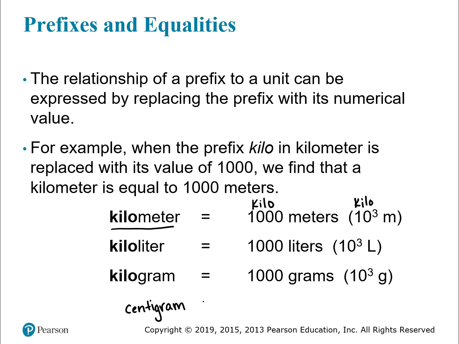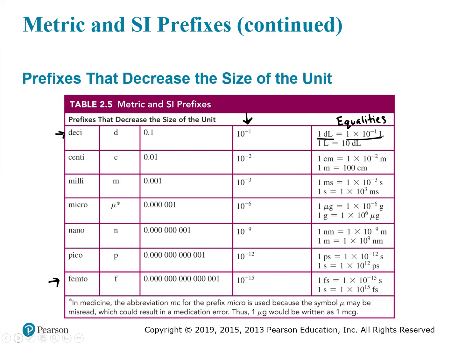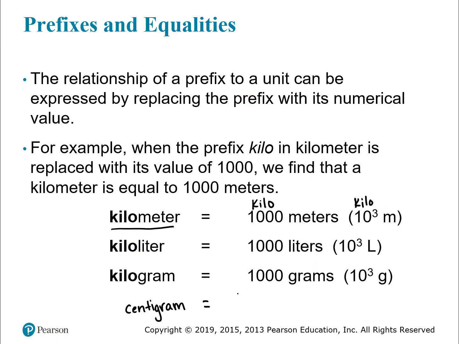What if we had a centigram? If you look at the table, I'll go back and show it to you. That's 0.01 or 10 to the minus 2. If we replace centi with 0.01 and then say gram, that is a centigram. In scientific notation, that's what it would look like. So you're literally looking at the prefix and replacing it with the number from that chart.